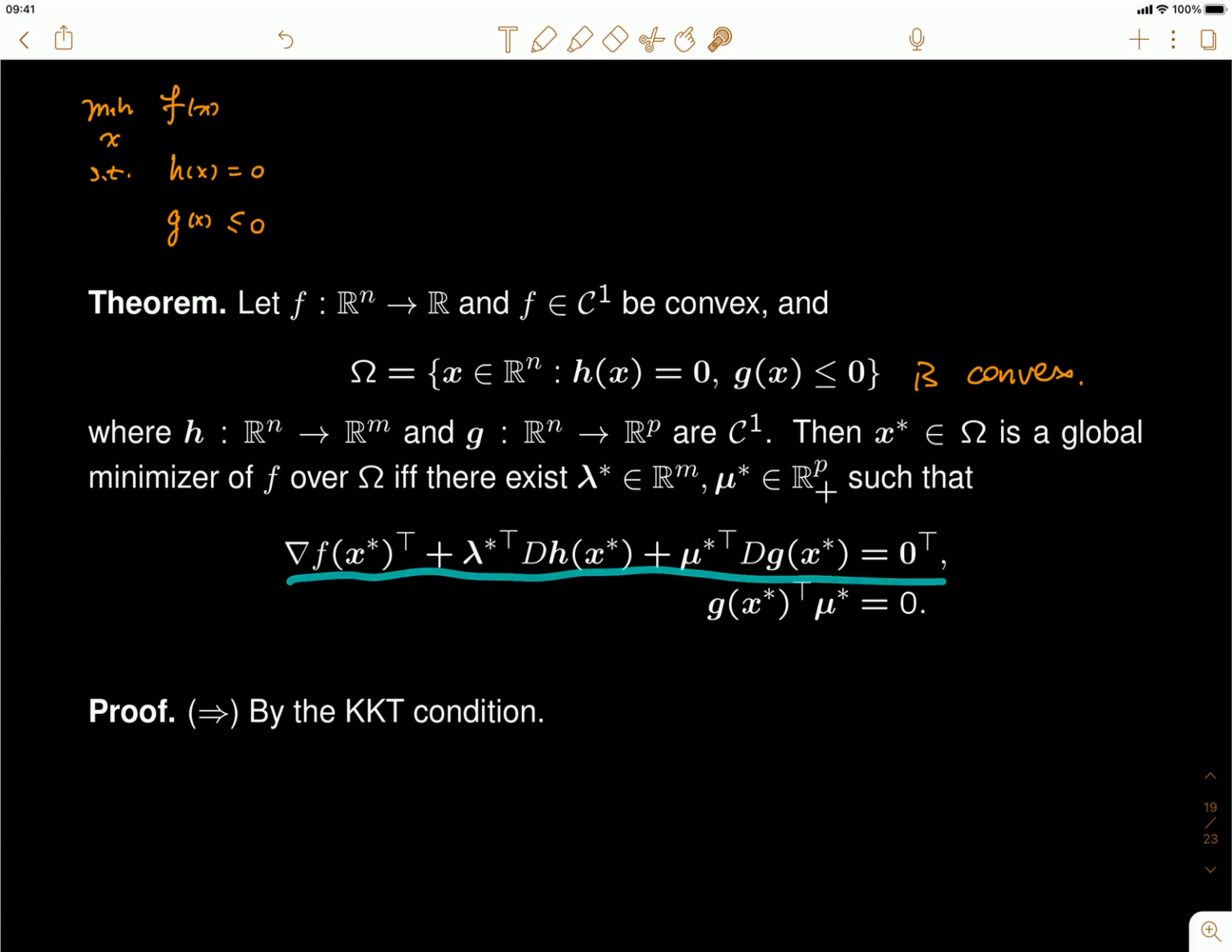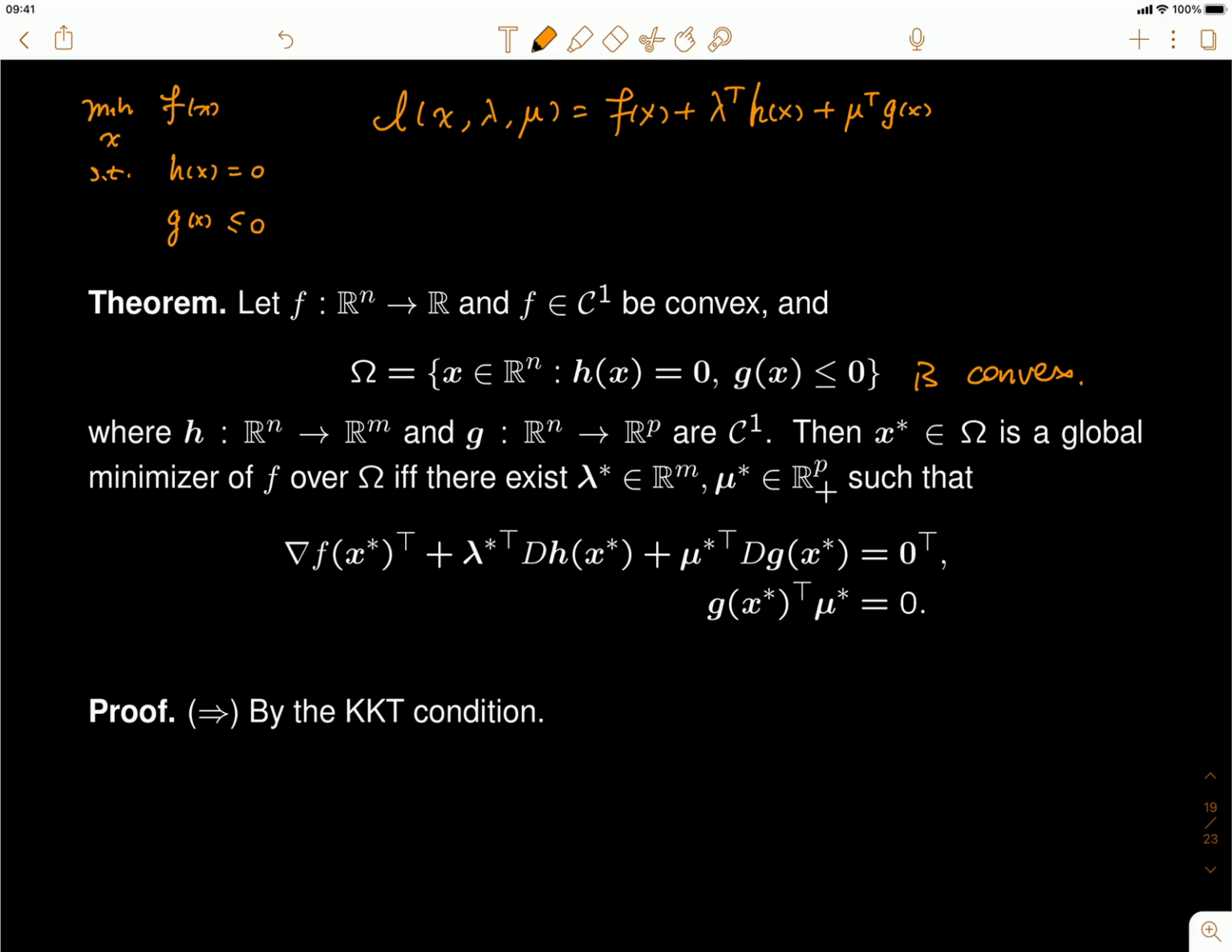I still recall that. So it's just that we have this Lagrange function, which is a function of x, lambda, and mu, and it's written as the f of x plus the lambda times h of x plus mu times g of x. Okay, and then we take the gradient with respect to x. We will end up with this one.